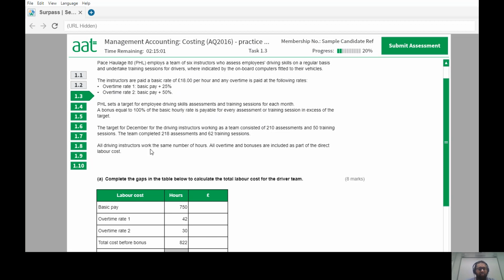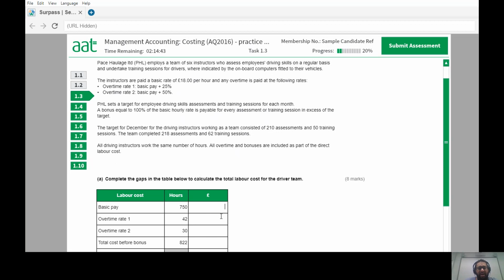All driving instructors work the same number of hours. All overtime and the bonuses are included as part of the direct labor cost. So now we have to remember this is going to be a direct labor cost as well. Overtimes, bonuses, all are direct labor costs. In fact, normally this won't be the case, but for this question's purpose, they have said it that way.